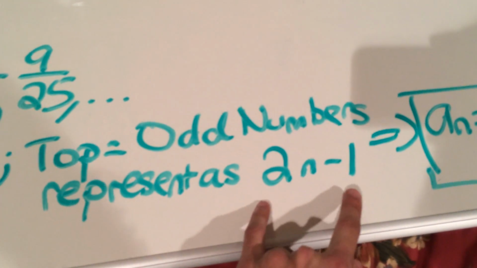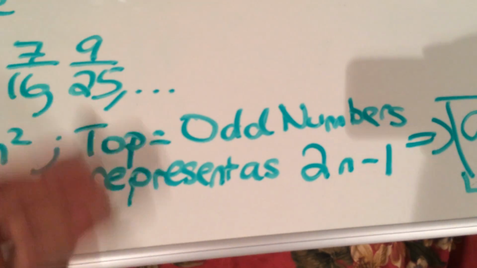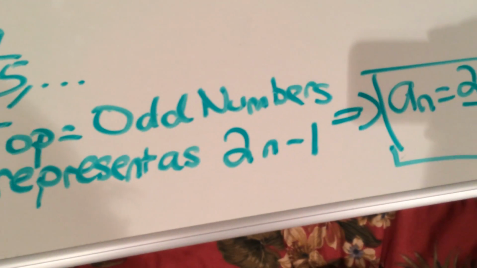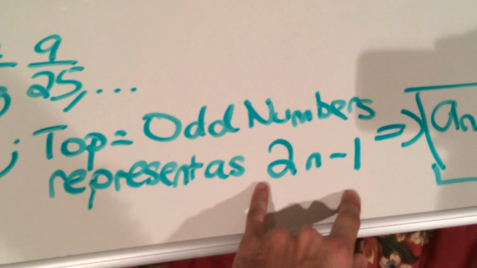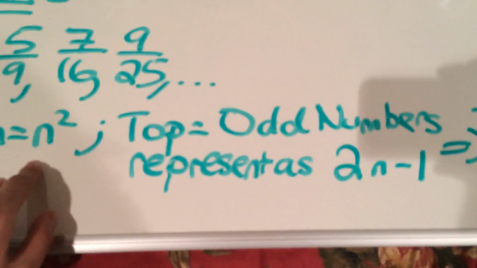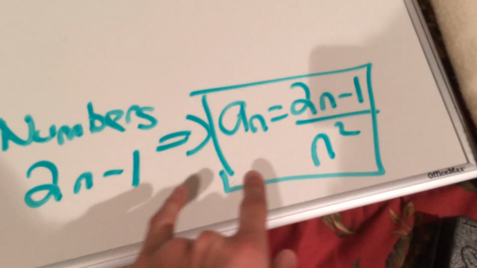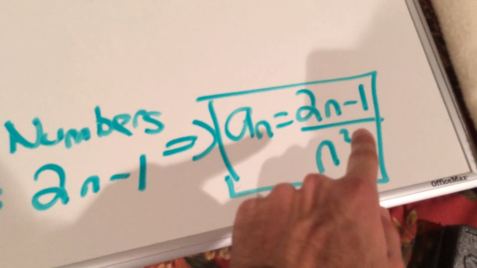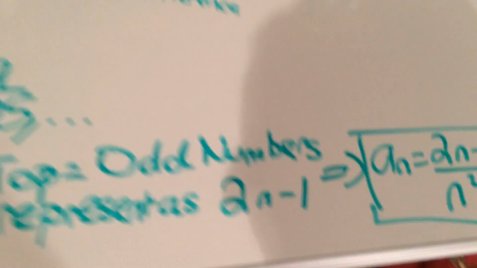There is no way to know this except by playing around with the numbers and just trying to see what works. Anyhow, now that I've found this works for the numerator, I know the denominator is n squared. I know any term, the nth term is just 2n minus 1 over n squared. Let me zoom out again.